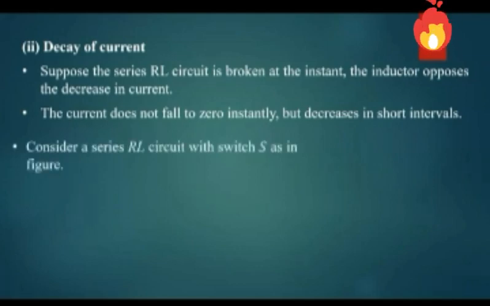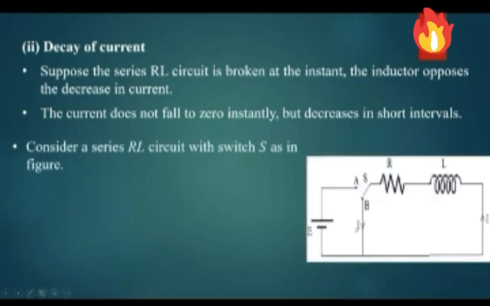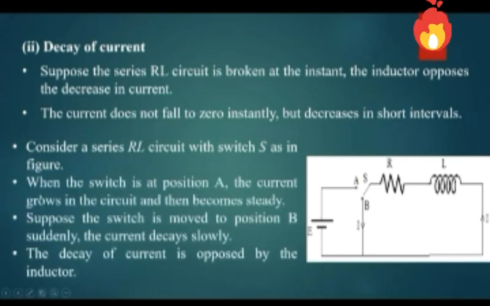So let us consider a series RL circuit with a switch as in the figure. R and L are connected in series. Initially the switch is at position A, where a battery is connected in the circuit, which leads to the growth of current, and finally the current reaches a maximum steady value equal to I naught. Let us take I naught as the maximum steady current that flows through the circuit after a certain time when the battery is connected.